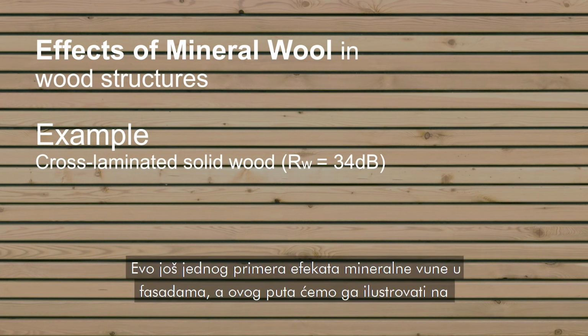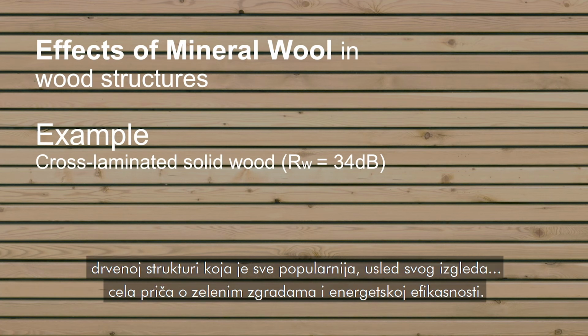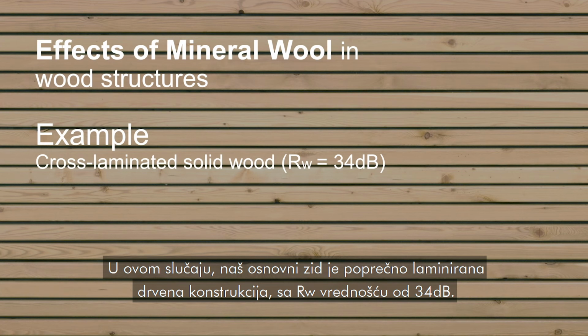Here is another example of effects of mineral wool in facades. And this time we can illustrate it on a wooden structure, which is becoming very attractive these days because of its appearance, the green building story, and the energy efficiency. And in this case, our basic wall is a cross-laminated solid wood structure with an RW value of 34 decibels.